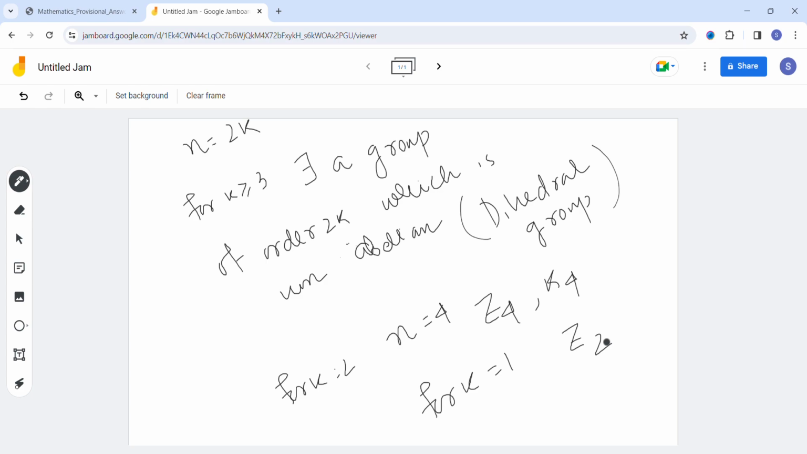Because if you choose k to be greater or equal to 3, that means n to be any positive integer greater or equal to 6, you can always have a dihedral group of order 2k. And the dihedral group of order 2k is always non-abelian. So this question is a very easy problem, and it's a doable problem.